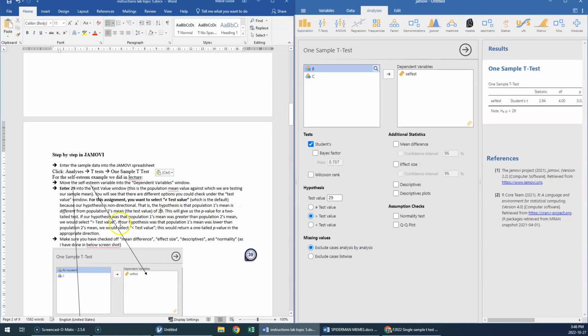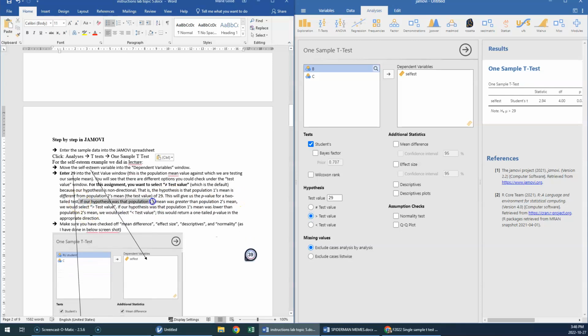And I explain it here. So, right, if our hypothesis was that population 1's mean was greater than population 2's mean, you select the greater than test value. And if your hypothesis was that population 1's mean was lower than population 2's mean, then you would select the less than test value option here.